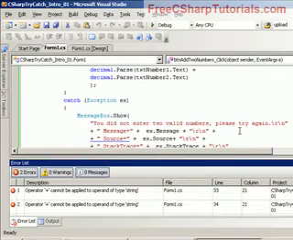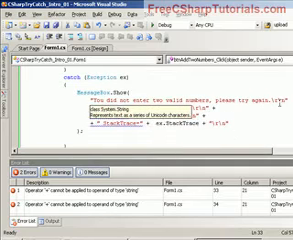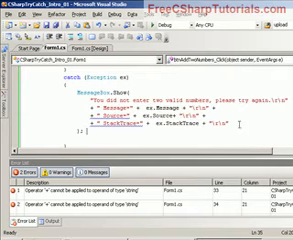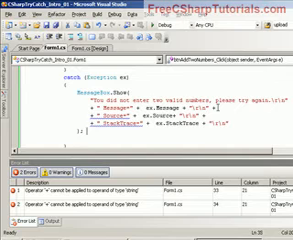Have a compile error. What happened here? Plus cannot be applied to operator of type string. Oh, I have too many pluses. I have a plus at the end of the line, and then I had a plus at the beginning of the line.